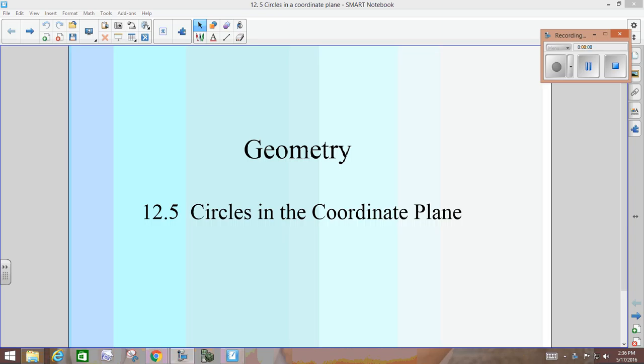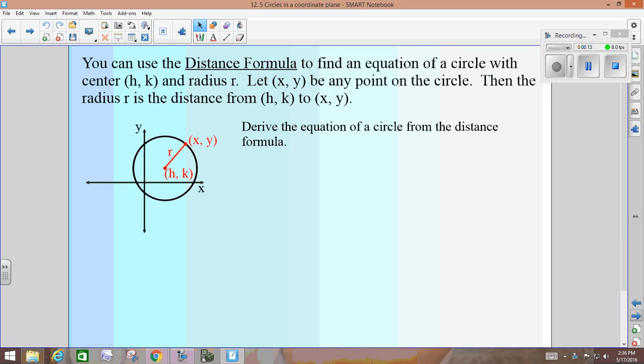Circles on the graph. So you're going to be able to write an equation for a circle. You're going to be able to look at the equation of a circle and find the center and the radius, and graph the circle on the coordinate plane. The equation of a circle was derived using the distance formula.